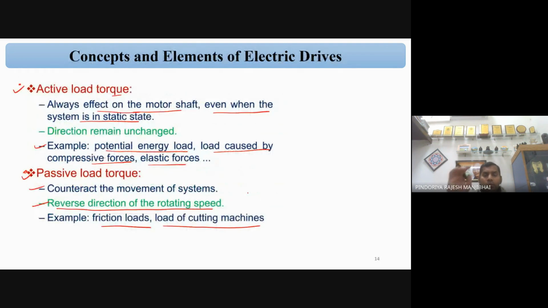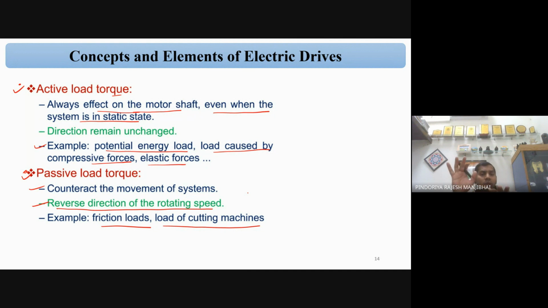So till now we discussed the concept and elements of electric drives. Any confusion still now? Then we can discuss the next topic, that is the speed torque characteristic of the electric drives.